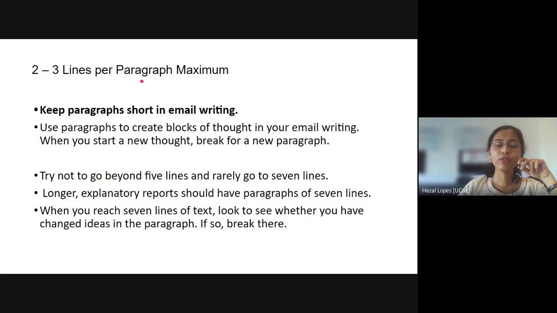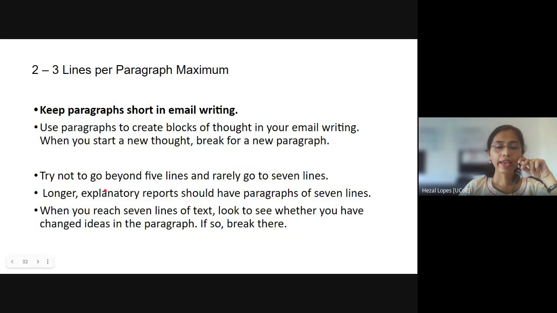So, how to write the paragraph? Keep the paragraphs short in email writing. Always make sure that you make paragraphs. Don't write in a continuous manner. Make a small, short paragraph. Use paragraphs to create blocks of thought in your email writing. When you start a new thought, break for a new paragraph. Try not to go beyond 5 lines and rarely go to 7 lines. So, maximum you can write 5 lines per paragraph, not beyond that.